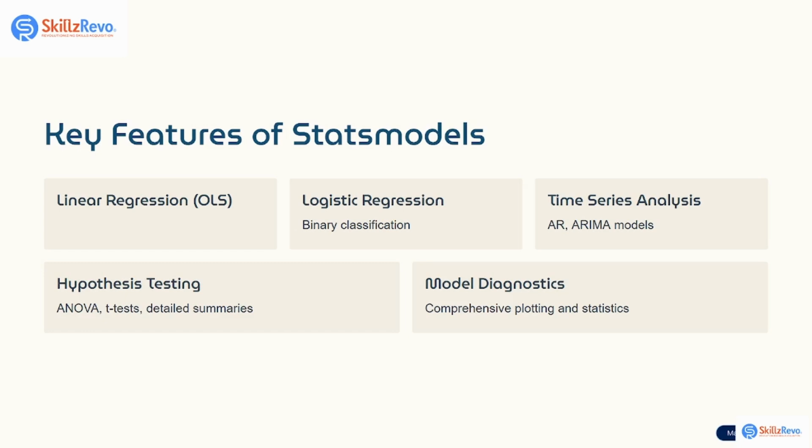It supports various types of regression, like linear regression using OLS, which is ordinary least squares, and logistic regression for classification. You can also use it for time series forecasting with models like AR and ARIMA. It includes classical hypothesis tests like the t-test, ANOVA test, and chi-square test.